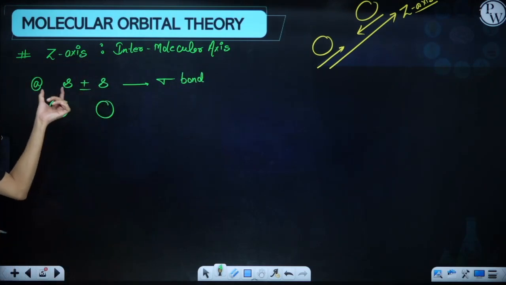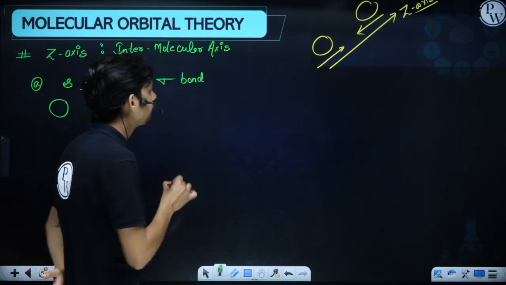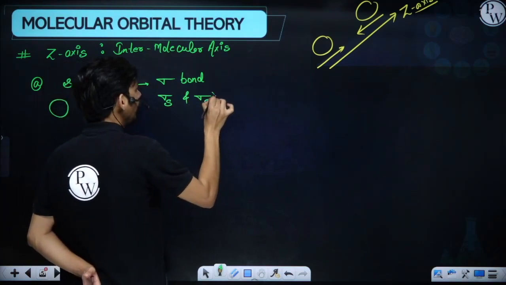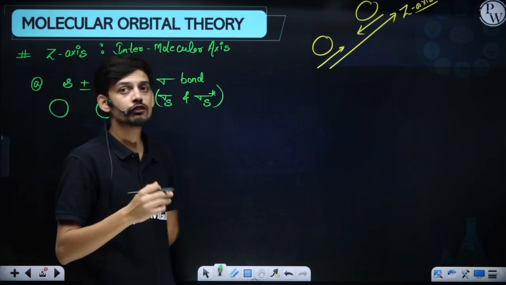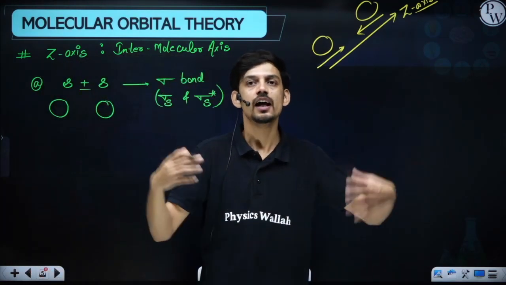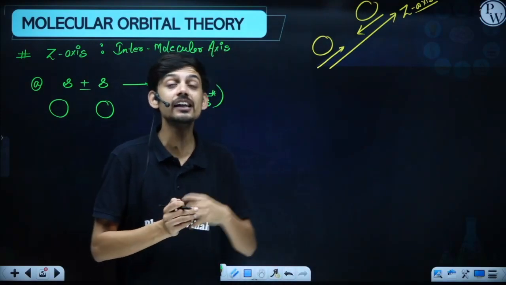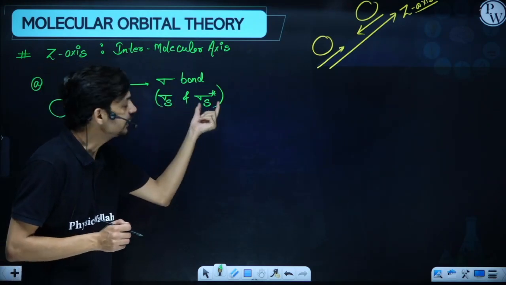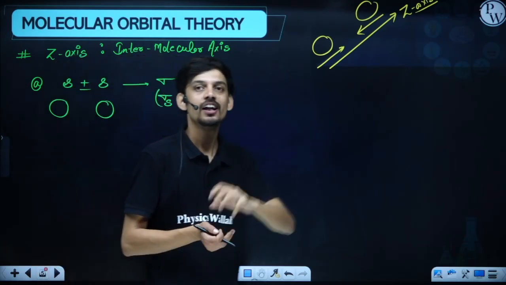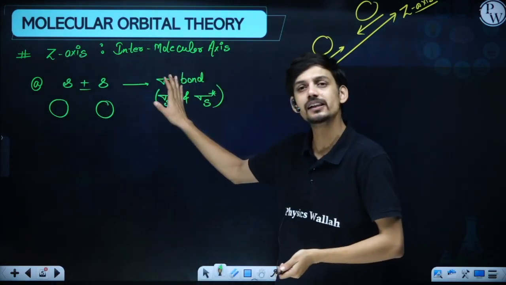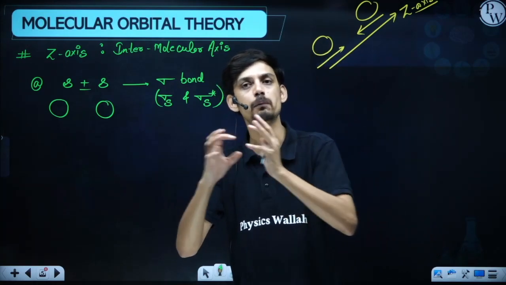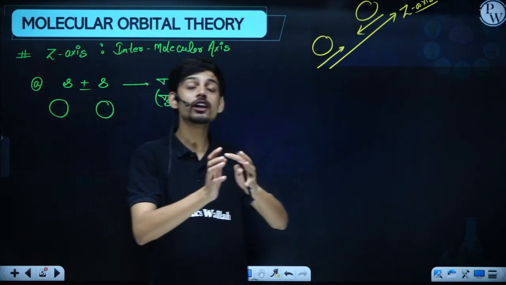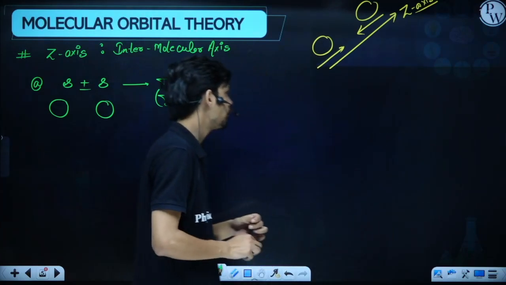So by the combination of s orbitals, we are going to have two types of orbital: sigma molecular bonding orbital and sigma molecular anti-bonding orbital. One formed from attraction, another formed from repulsion. The overlapping between s orbitals will result in a sigma bond. That is, this orbital will help in the formation of sigma bond. This orbital will oppose the formation of sigma bond. You can understand these orbitals simply by thinking of support and oppose. If the bonding orbital is there, it is going to support the formation of the molecule. If the anti-bonding orbital is there, it is going to oppose the formation of the molecule.